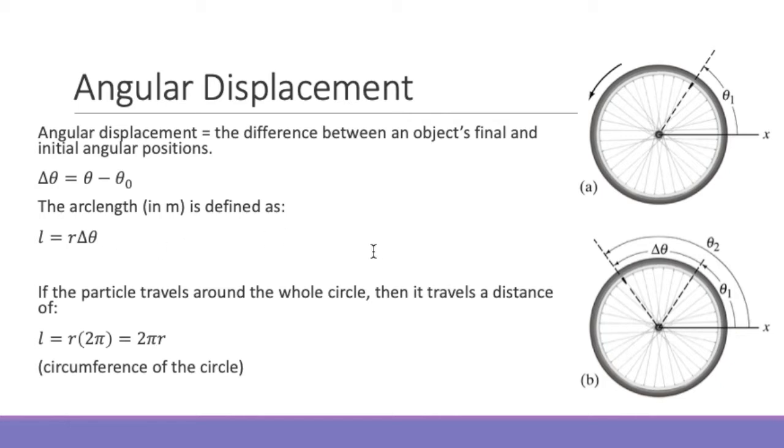We can see that if a particle travels around the whole circle, then it travels a distance of L, the arc length, equals r times 2 pi. It moves through an angular displacement of 2 pi radians, or 360 degrees, in one full circle, which gives 2 pi r, and you'll notice that this is just the circumference of the circle.